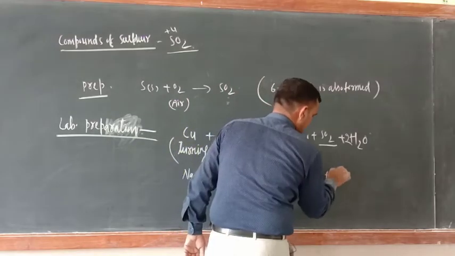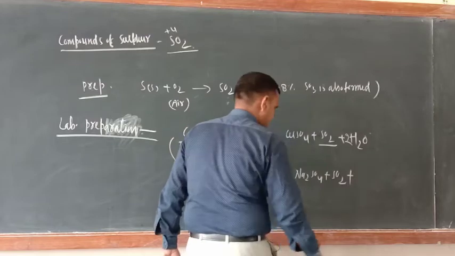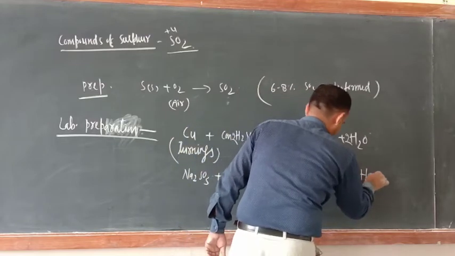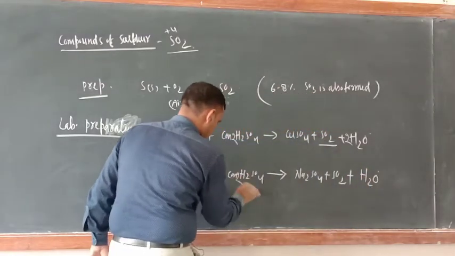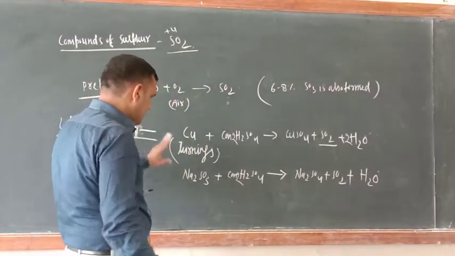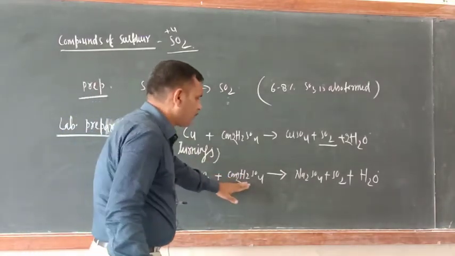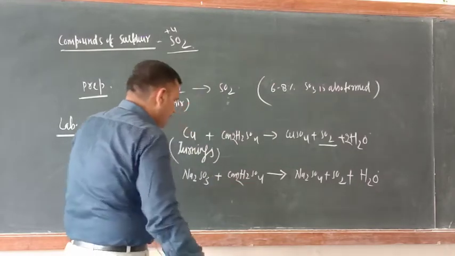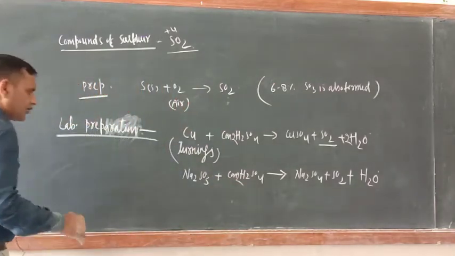Na2SO4 plus SO2 plus H2O will form. Again here, 2H2SO4 is there. Now it seems that H2SO4 is here the oxidizing agent. If you want to write the step by step reaction, you can write in this way.